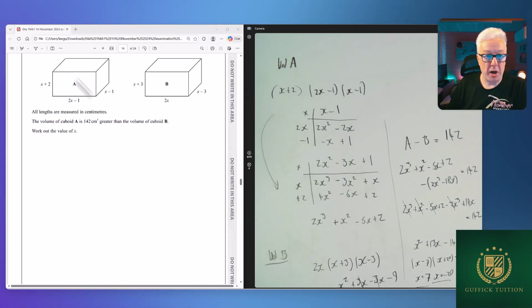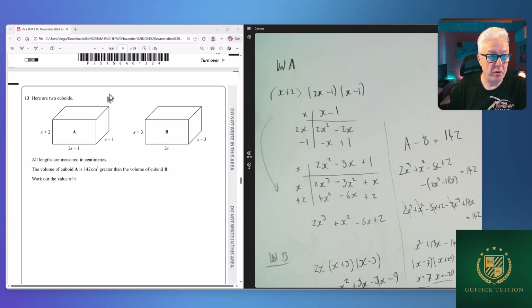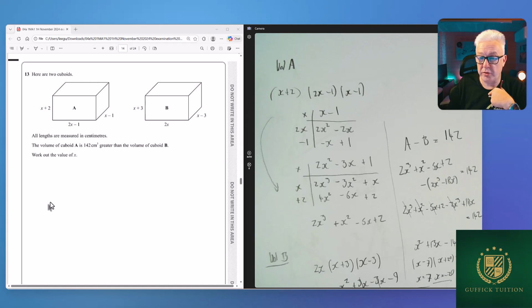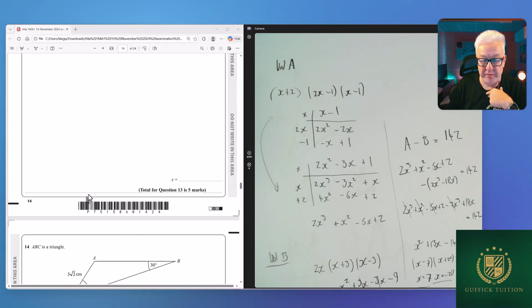Okay, we've got what I think is a really quite difficult question here for question 13. It says here are two cuboids. You can see there A, which is x add 2 times 2x minus 1 times x minus 1, and B, which is x add 3, 2x, and x minus 3. All lengths are measured in centimetres. The volume of cuboid A is 142 greater than the volume of cuboid B. Work out the value of x, and it's worth 5 marks.